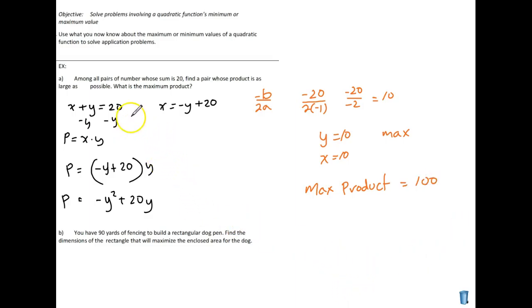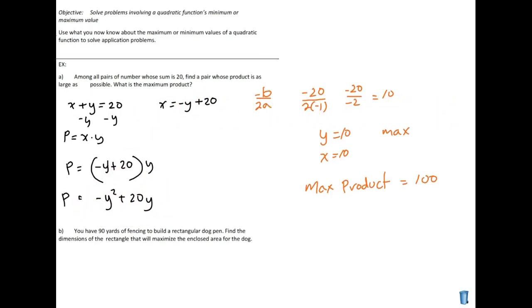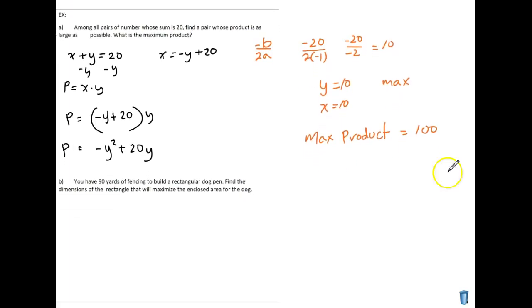The hardest part here was getting set up with that quadratic equation, so then we could find the vertex of it. Okay? Let's talk about this next one. You have 90 yards of fencing to build a rectangular dog pen. So I'm going to draw myself a little rectangle here. Okay? Find the dimensions of the rectangle that will maximize the enclosed area. Again, maximize is what we're looking for.